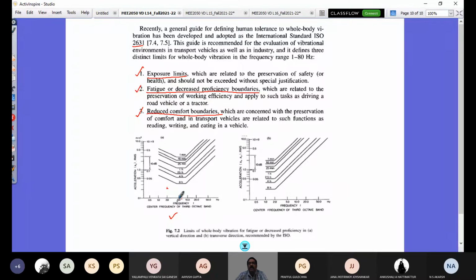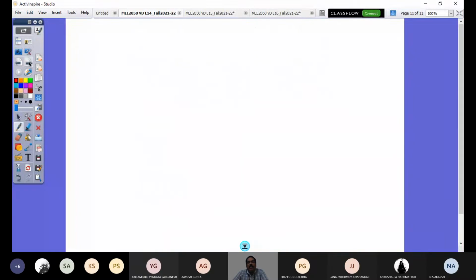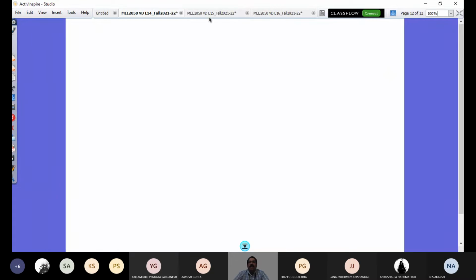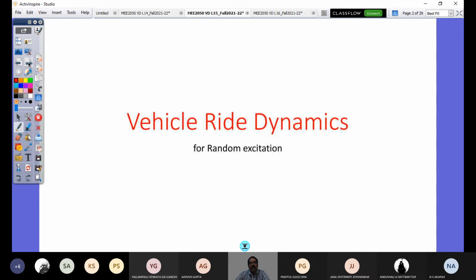Definitely, we cannot compromise on the ride quality requirement in your vehicle. This is what you understand from these standards. This is what we finished in the last class, and we will now go into how to characterize your road profile. That's my first lecture objective. This is lecture number 15, we are in the ride dynamics part, and we are going to look at vehicle ride dynamics for random excitation.